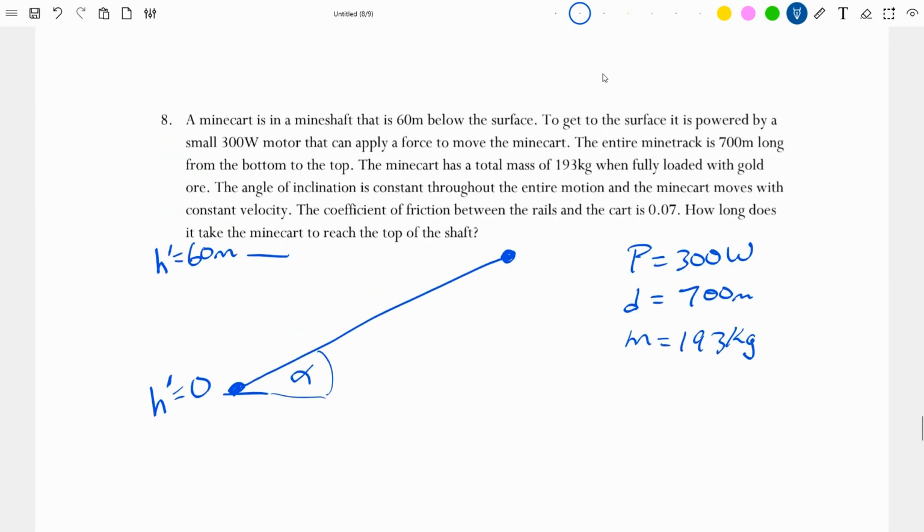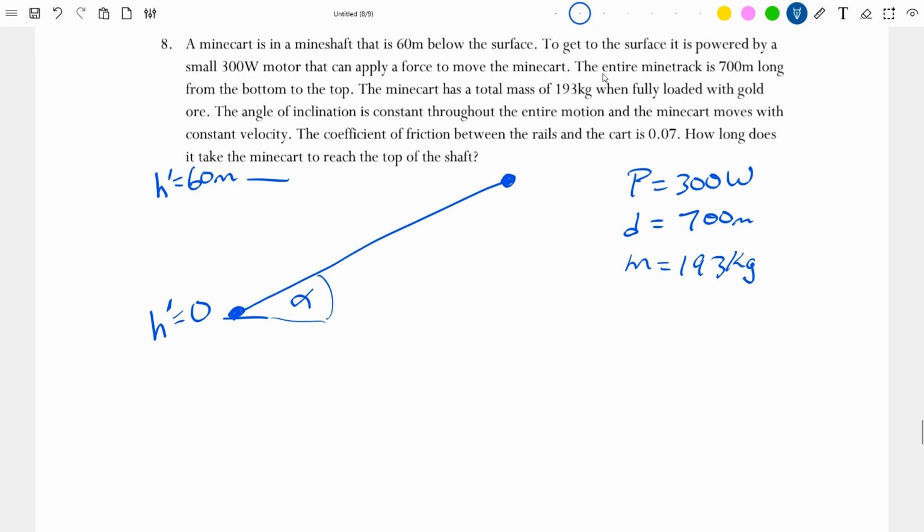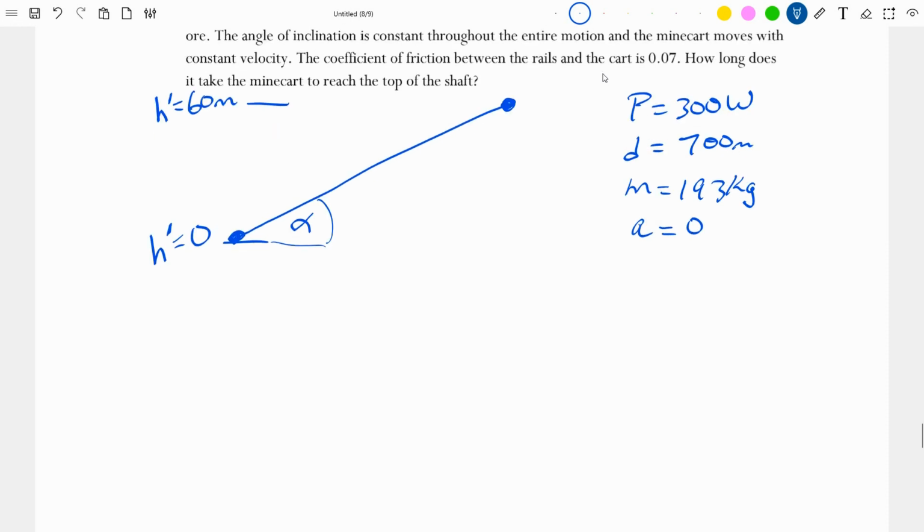My mind is wandering already. Yeah, my mass is 193 kilograms. Angle of incline is constant. Yeah, it's an inclined plane. It's not curvy or anything complicated. Constant velocity, so let's just say constant velocity in the form of a equals 0. The coefficient of friction, mu, is 0.07. And how long does it take to reach the top?